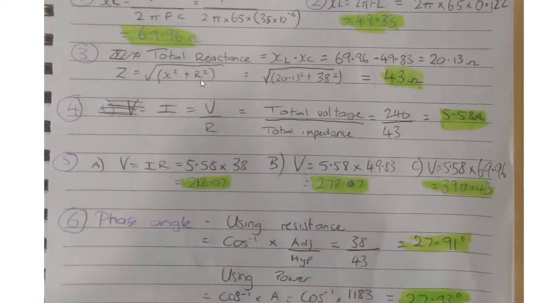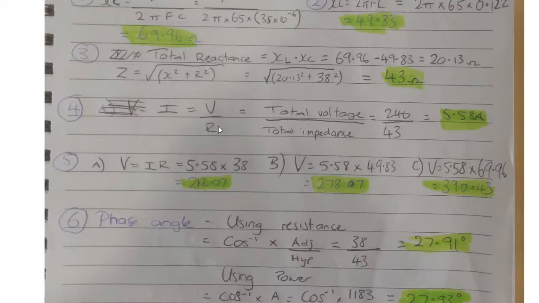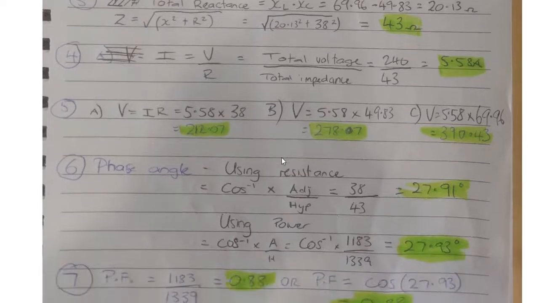So I can work out my total current by saying I equals V over R. That's just Ohm's law, right? Current equals voltage divided by resistance. In this case, for resistance, we're actually talking about impedance, so that could be a Z. So that equals voltage over total impedance, which is 240 divided by 43. So we got the 43 from the previous question, total impedance, which gives me a value of 5.58 amps as my total current.